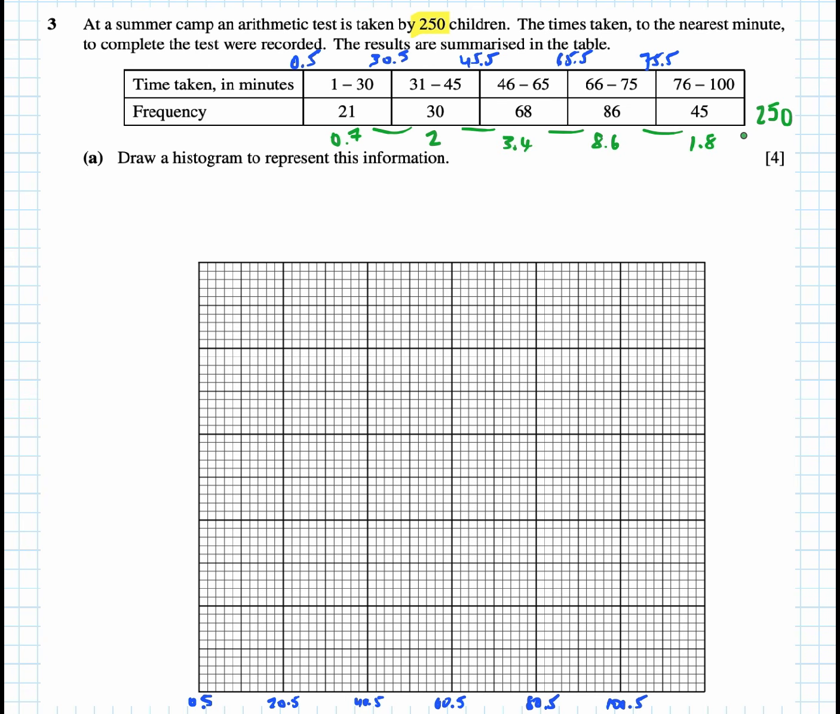Okay, there's our frequency density, when you have the frequency divided by the class width. Of course, you know that from GCSE. And the class widths are 30, 15, 20, 10, and 25. On the left-hand side, you can see on the y-axis, we've done the frequency density up to 8. So 2, 4, 6, 8, 10, if you will. And our range is on the x-axis.